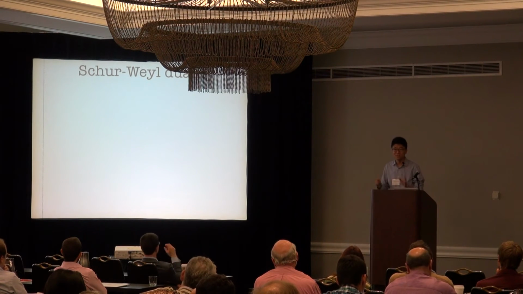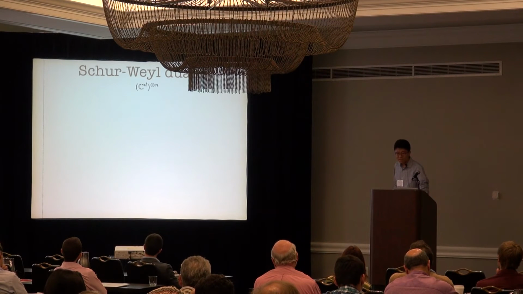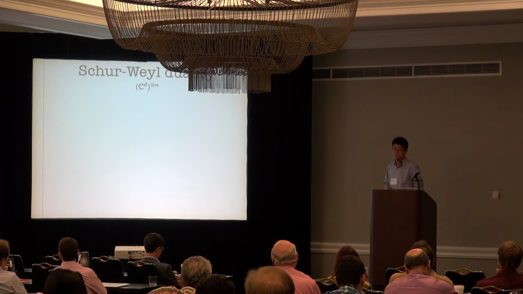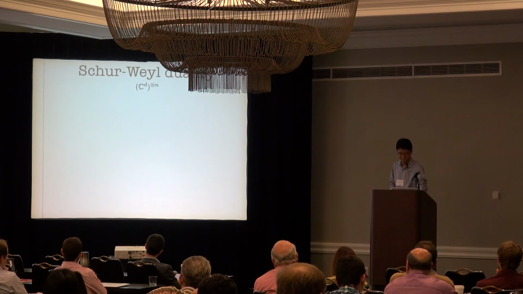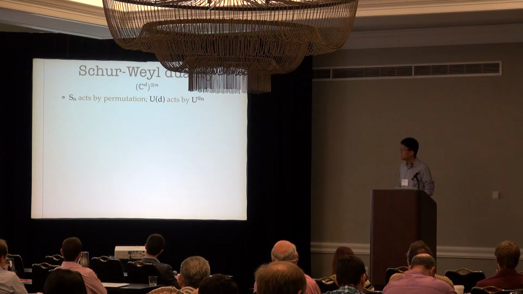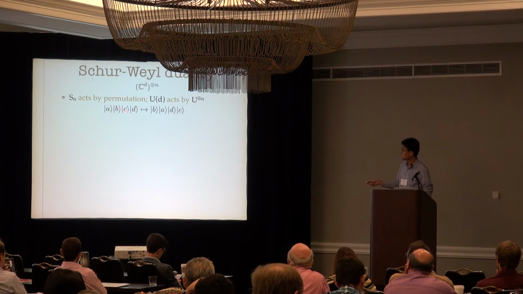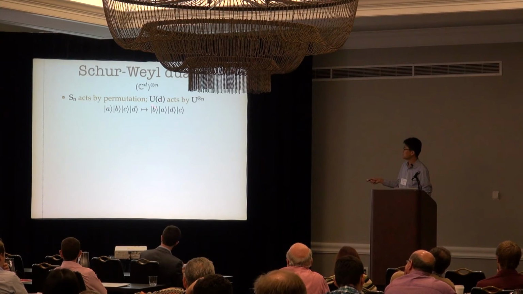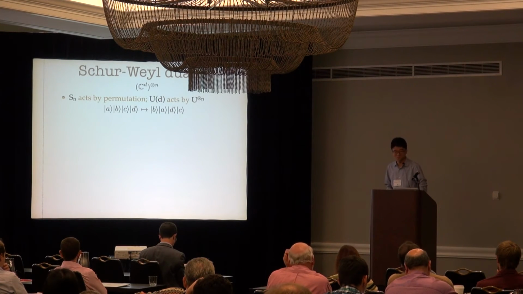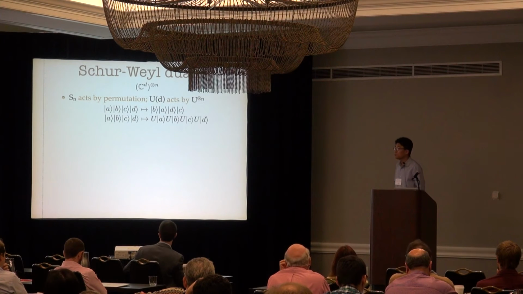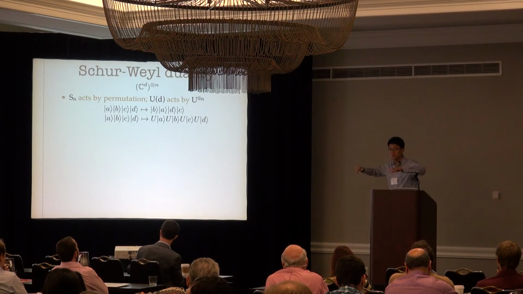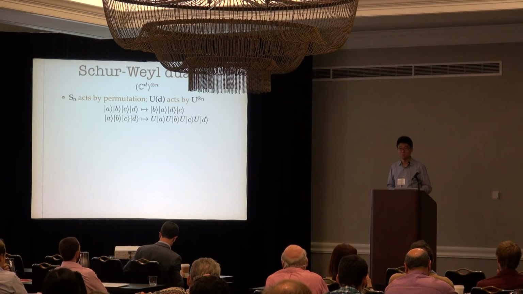So let me briefly tell you what that is. Our Hilbert space is just n copies of qudits, right? And we know that the permutation group just acts by permuting tensor factors. So in the basis, it looks like A tensor B tensor C tensor D goes to some permutation of them. And the unitary group acts on this space by the simultaneous rotation of all components.